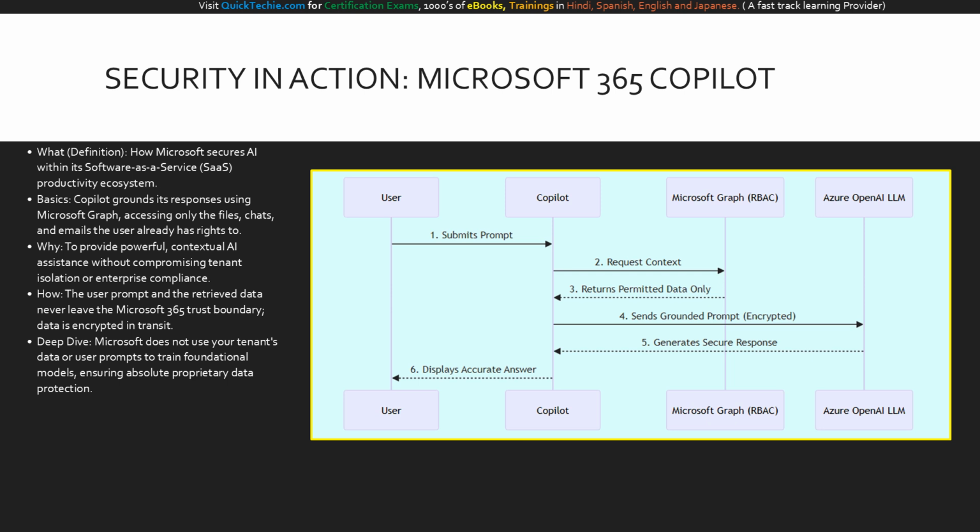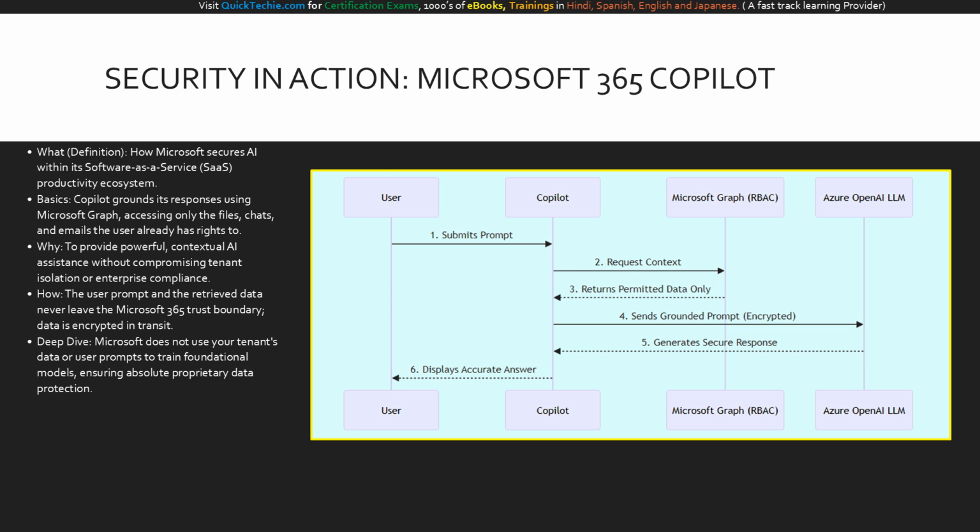This sequence diagram walks us through the exact data flow of a Microsoft 365 Copilot request, proving its security. In Step 1, the user submits a prompt. In Step 2, Copilot routes the request to Microsoft Graph. Graph acts as the security bouncer. It checks the user's RBC credentials. In Step 3, Graph returns only the permitted data.